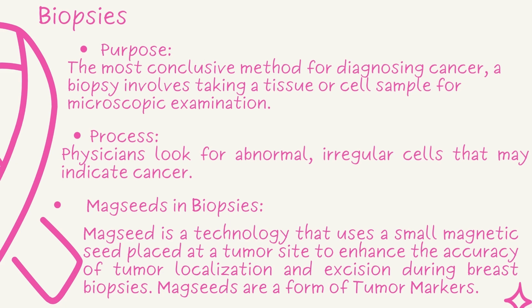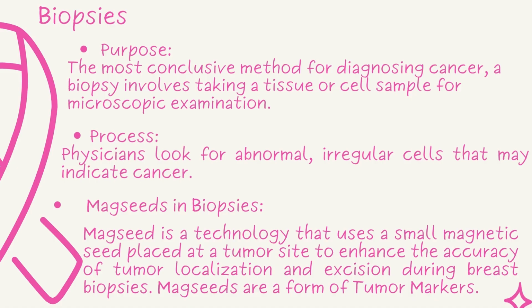First up, we have biopsies. Their purpose? Well, this is the most definitive method for diagnosing cancer. A biopsy involves collecting a tissue or cell sample for microscopic examination. The process? Well, physicians look for abnormal or irregular cells that may indicate cancer. It's like searching for a needle in a haystack, except this needle is an unruly cell.